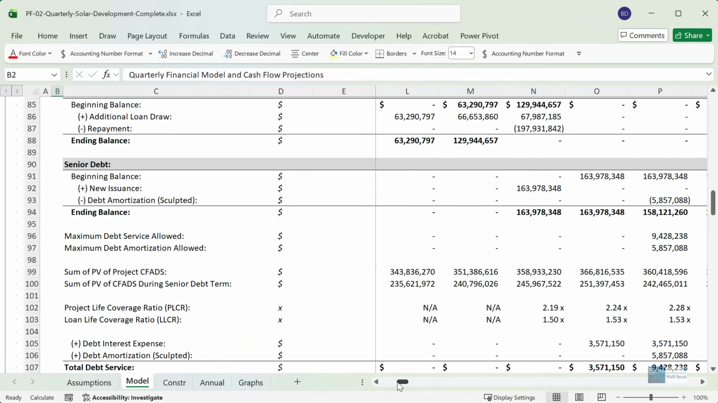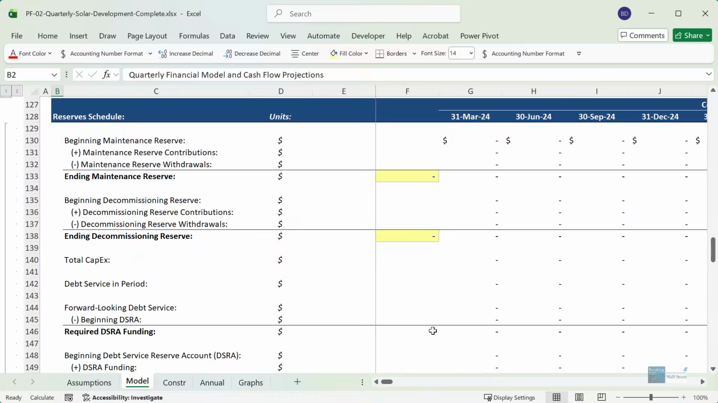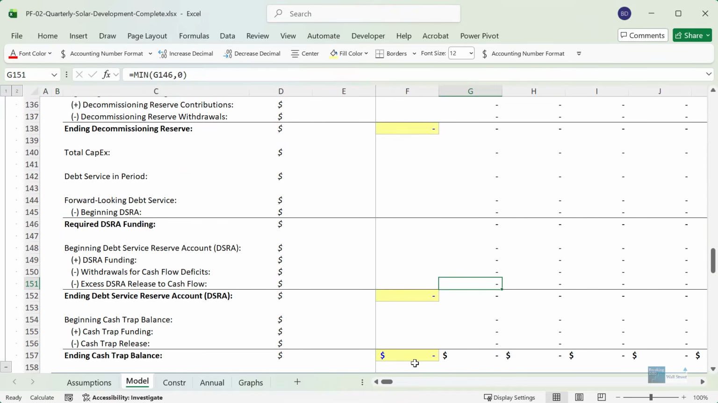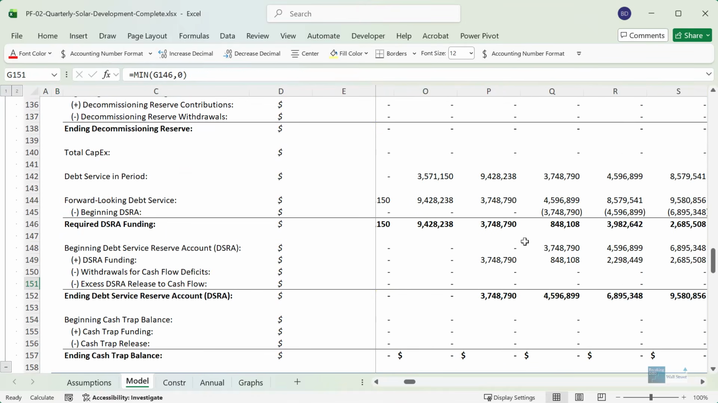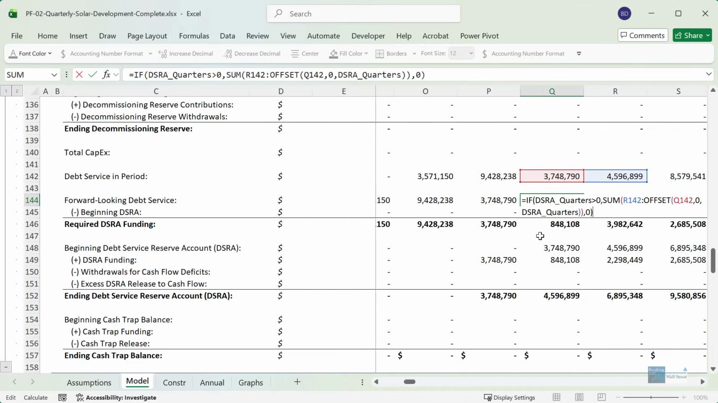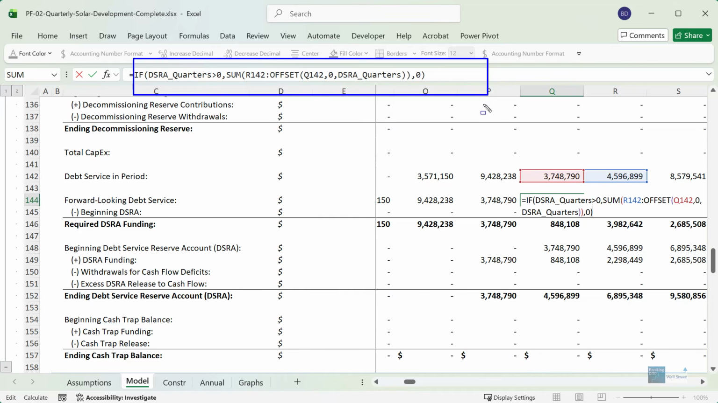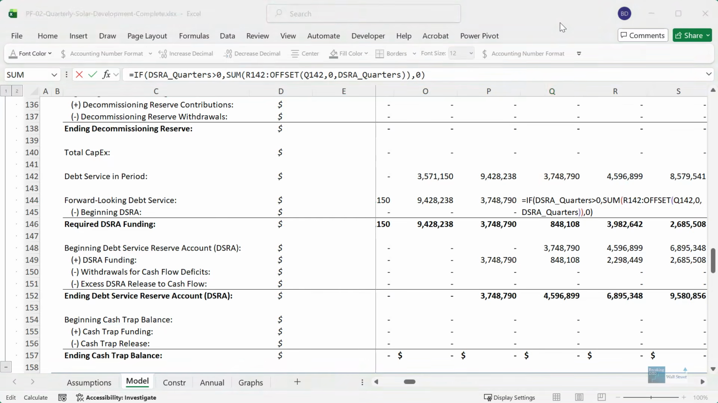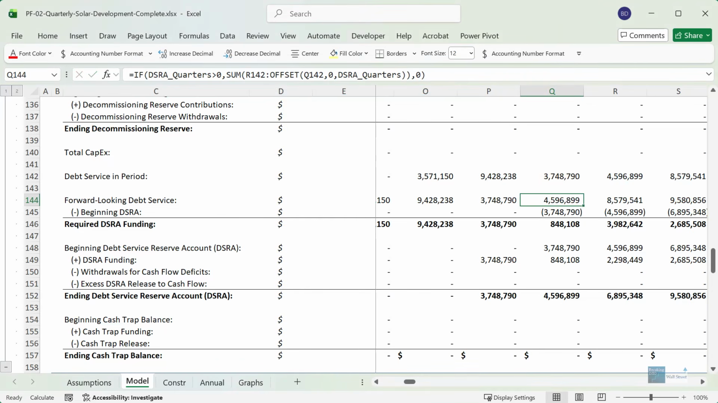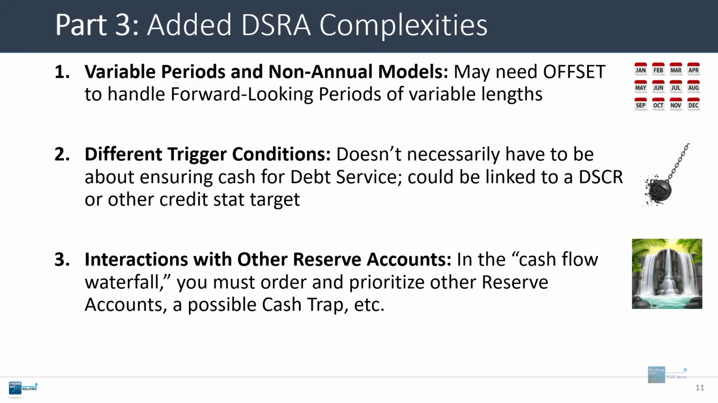And this is also a quarterly model, which means that when you look ahead and determine the required DSRA funding, for example, and you get the forward-looking debt service, you have to use functions like OFFSET to figure out what you're looking at and to add up the proper numbers, because we can look forward a variable number of quarters here as well. So those are just a few of the added complexities. DSRAs are very common in project finance models, but luckily in case studies, you normally don't need to go through and implement all of these, but it's certainly good to be familiar with the basic idea.